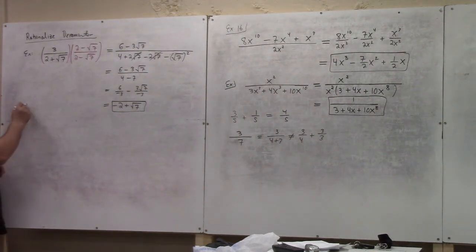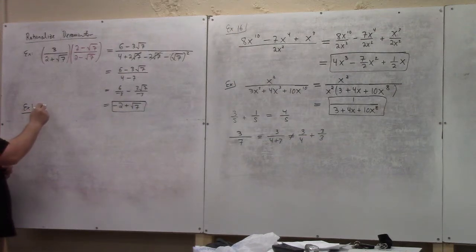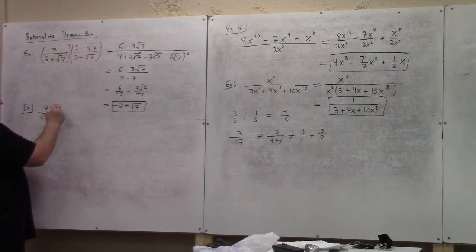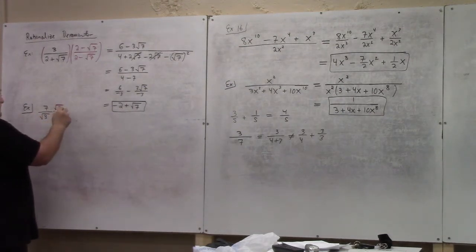A simpler example is something like this. Rationalize 7 over the square root of 3. How would we rationalize that? Well, that we just multiply by square root of 3 over square root of 3. That's what you're thinking about? Cool. So that is the first kind of example. I really should have led with this example, but oh well.